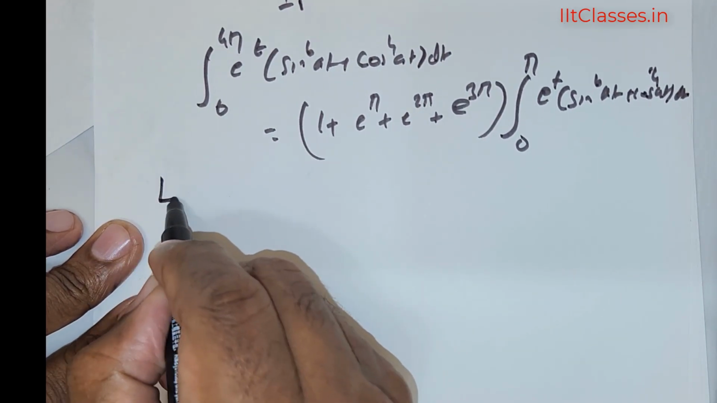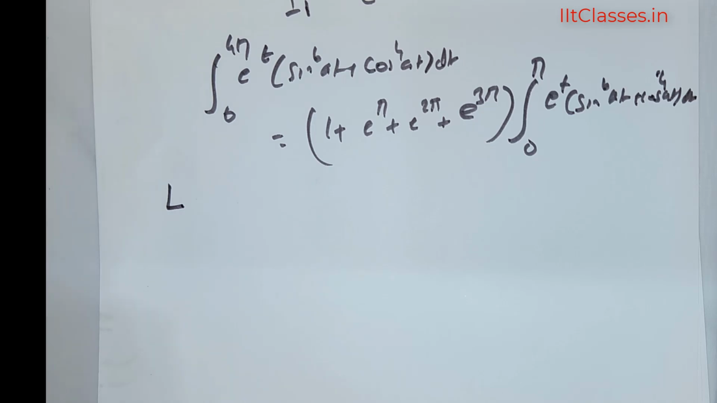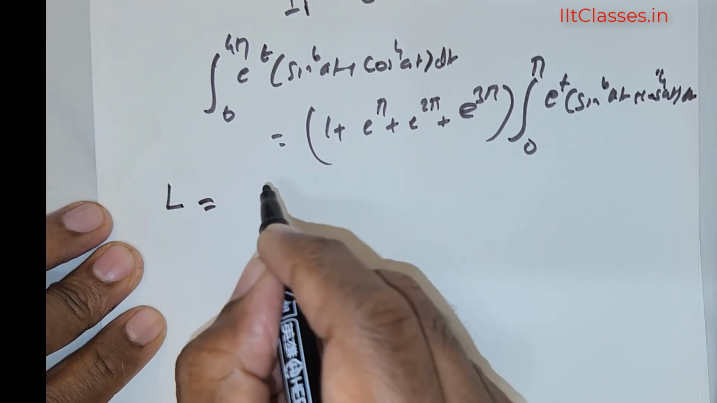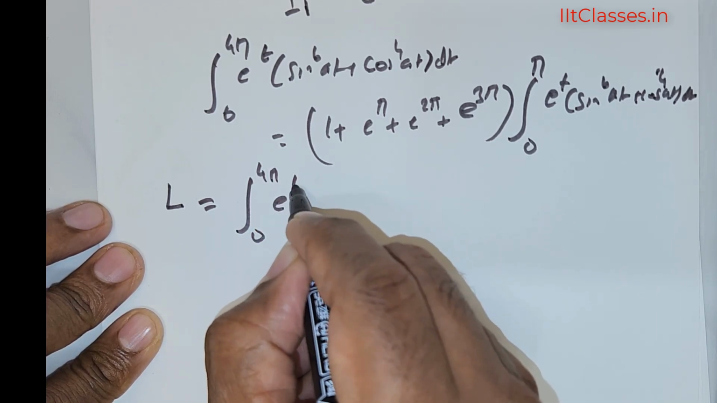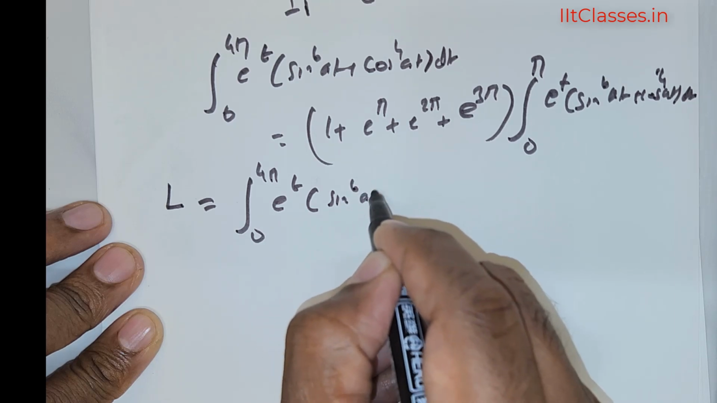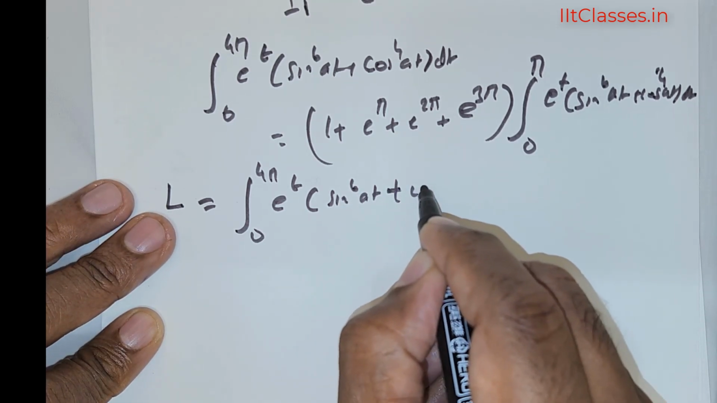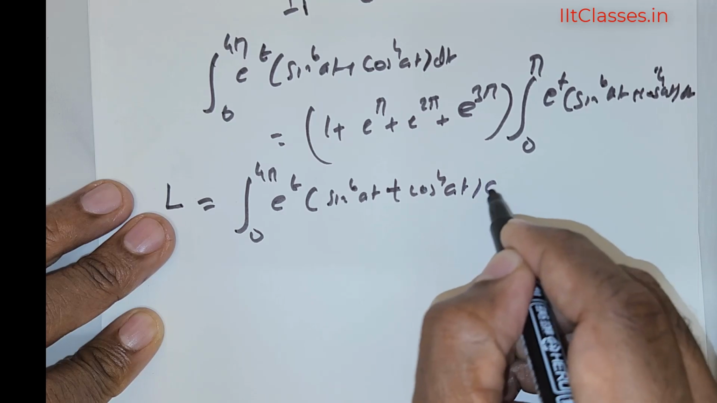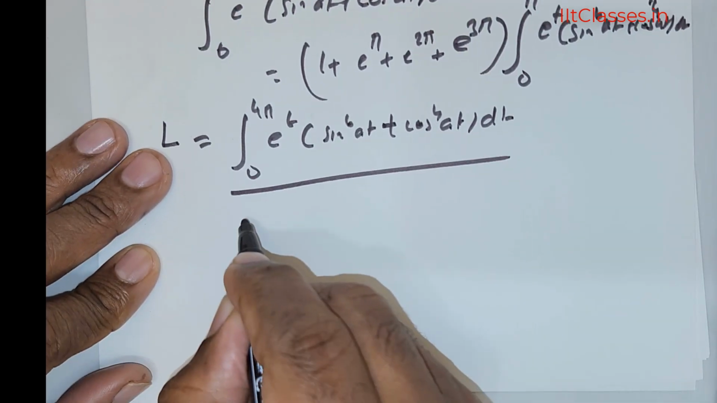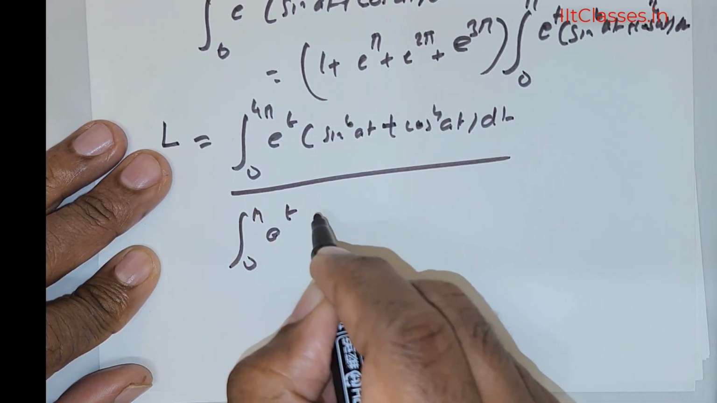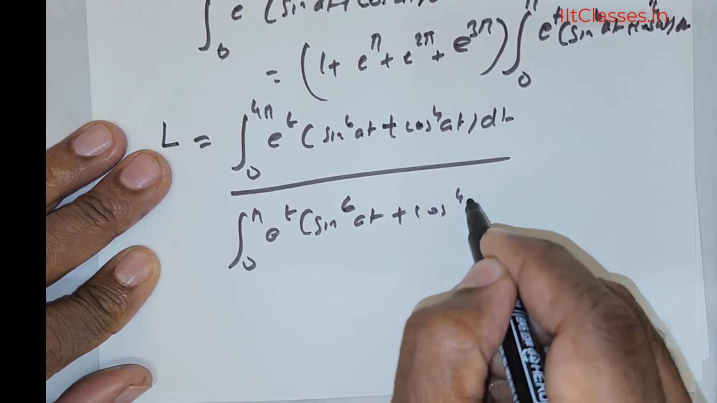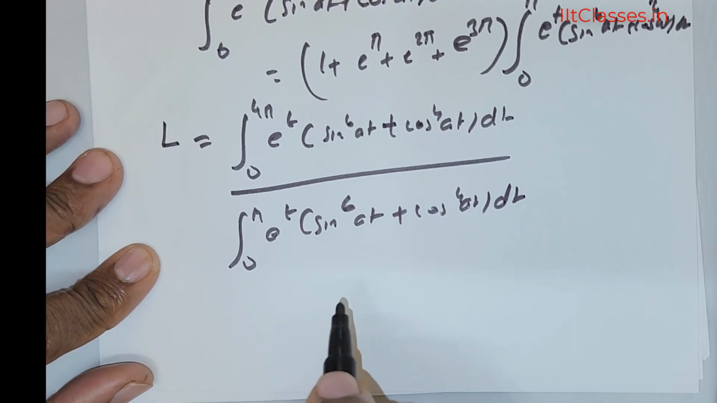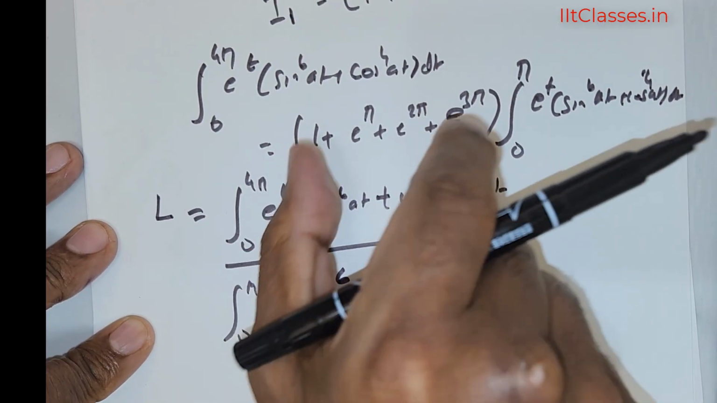Now what is the integral that we add? Let me show you the problem. The problem is L is equal to the integral from 0 to 4π of e^t times sin⁶(at) + cos⁴(at) dt, divided by the integral from 0 to π of e^t times sin⁶(at) + cos⁴(at) dt. This is what we are given, right? But what is this? This is equal to this.